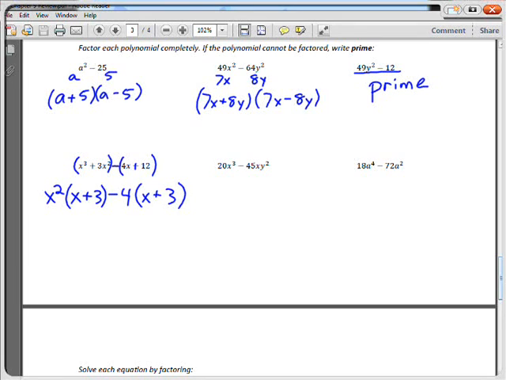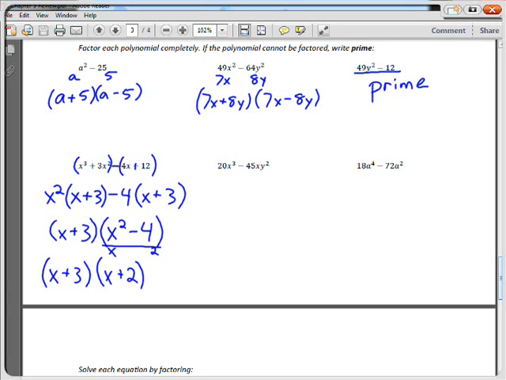Between each of these terms now, I've got a common factor of x plus 3. So I can put x plus 3 over here. Over on the other side, I'll be left with x squared minus 4. Now, this is not fully factored yet because right here, x squared minus 4, I've got a difference of squares. And so I have to apply my difference of squares law. And so my square root of x squared is x. Square root of 4 is 2. So I'm going to be left with x plus 3 out in front. And then x plus 2 times x minus 2. And so that will be the fully factored form of that polynomial.